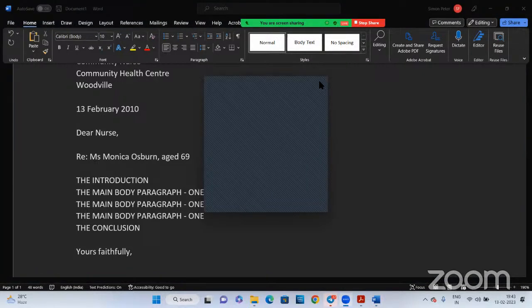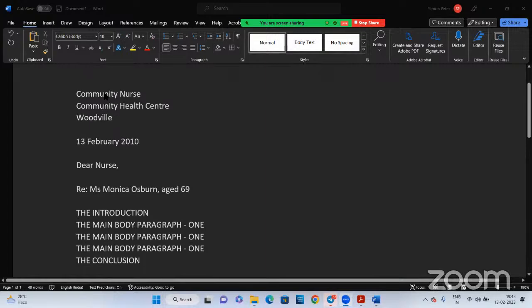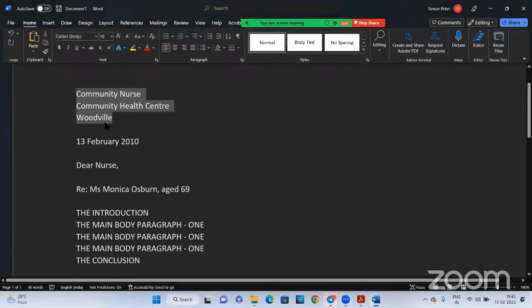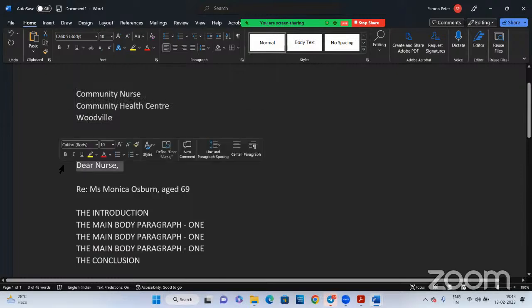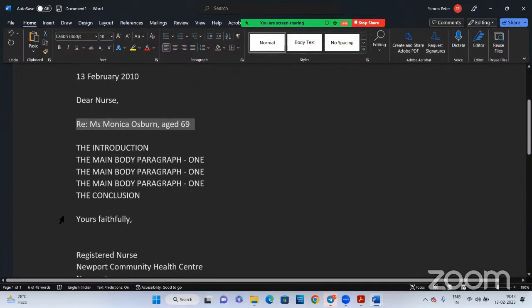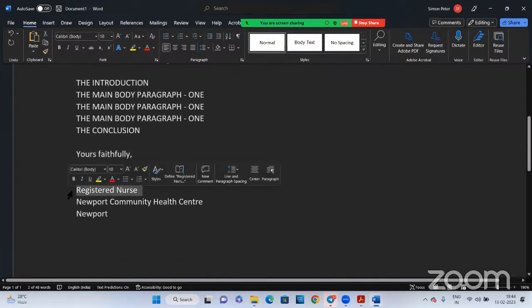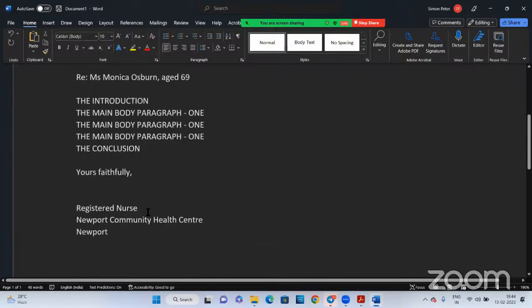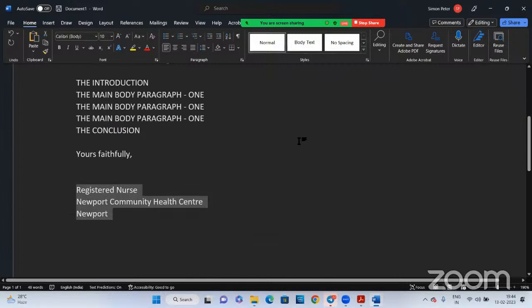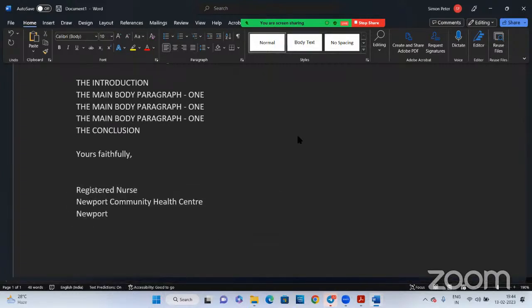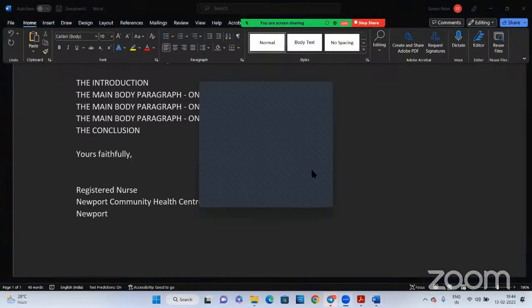Okay, this is how the other things are there. So address first, then the date, then salutation, subject line, closing remarks, and your address, sender's address. This is the recipient's address and this is the sender's address. Okay, so we got the basics now. These are the basic information. These are important.